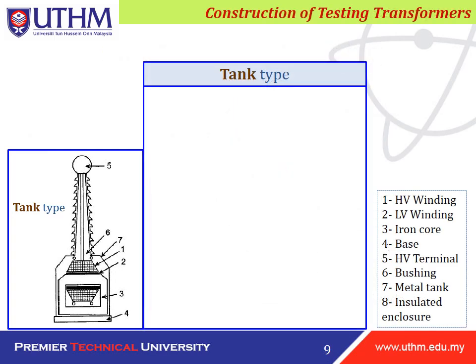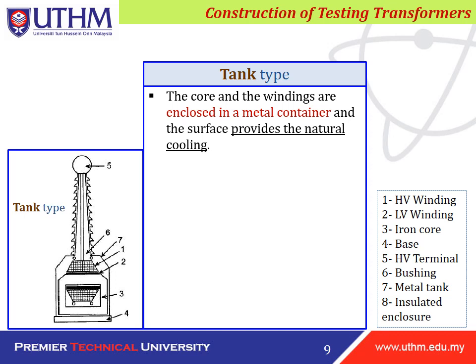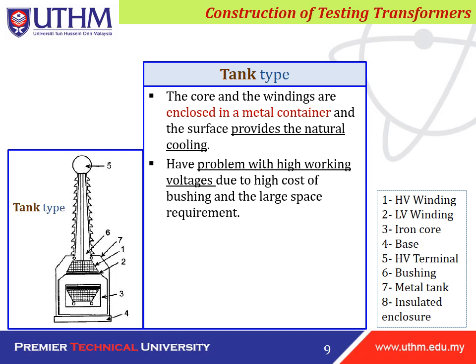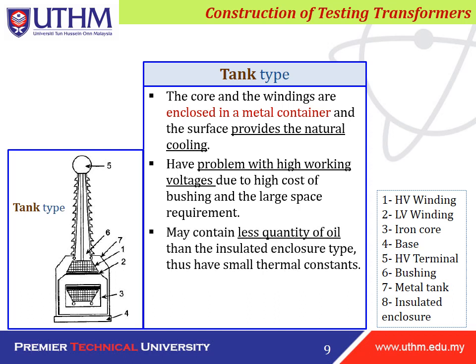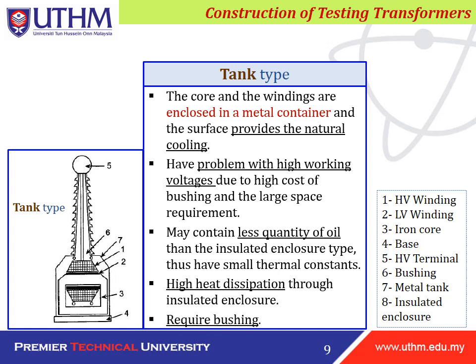So we start with the tank type. For the construction of the tank type, we can see the left figure. The core and the winding are enclosed in a metal container, and the surface provides the natural cooling. The tank type has a problem with high working voltage due to the high cost of the bushing and the large space requirement. It may contain less oil than the insulated enclosure type, and thus has a small thermal time constant. And then the tank type has high heat dissipation through the tank, and requires a bushing.